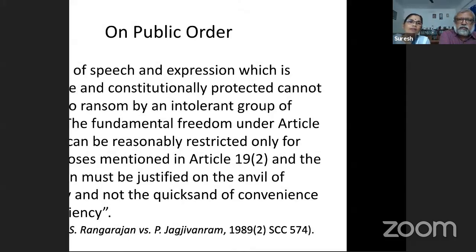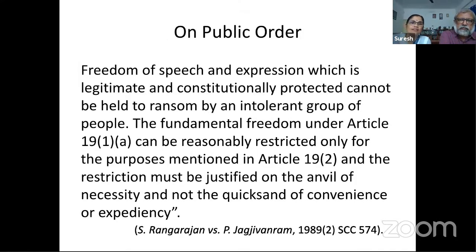Now, the other, Suresh has covered some of the restrictions. The other category of restrictions which is important is the rights being restricted on grounds of public order or incitement to an offense or security of the state. Now, this slide doesn't contain that, but just to explain to you, the terms public order, security of state, and incitement to an offense have been dealt with extensively in many judgments of the Supreme Court.